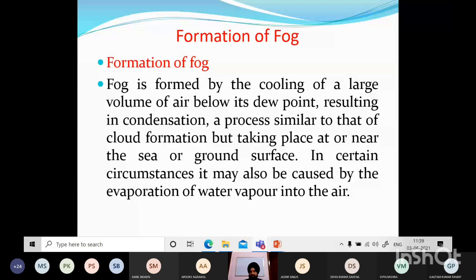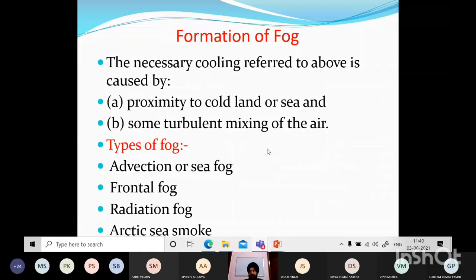So resulting in condensation, a process similar to that of cloud formation, but taking place at or near the sea or ground surface. Now in certain circumstances, it may also be caused by the evaporation of water vapor into the air. So formation of fog जो है, in very simple terms, the necessary cooling of the air is basically by proximity to cold land or sea, isn't it? That's how the air can get cooled, and some turbulent mixing of the air. So इन्हीं सारी चीज़ों को देखते हुए we have the types of fog.